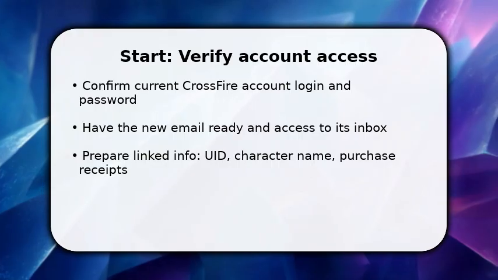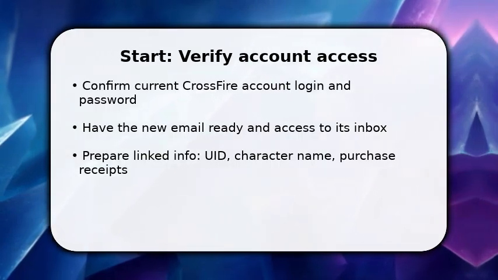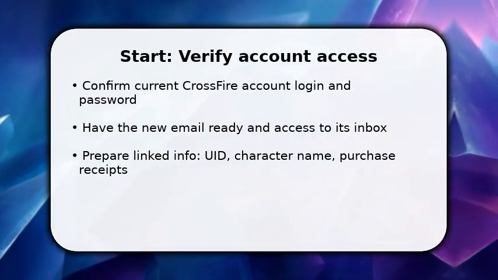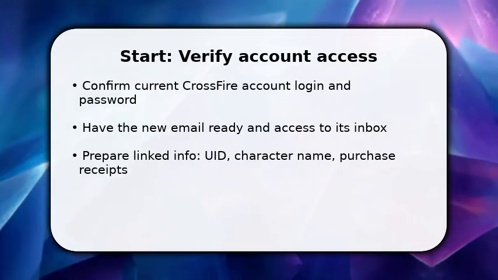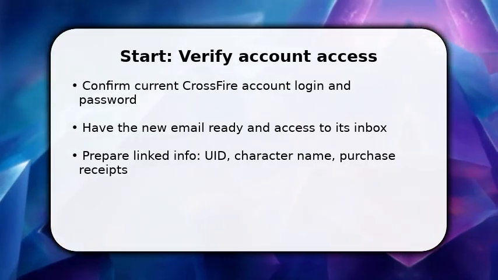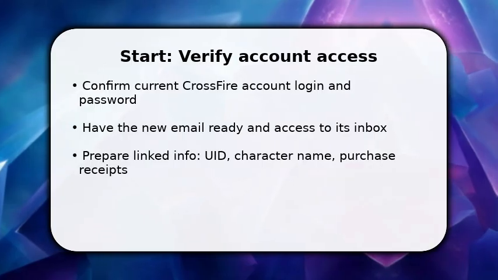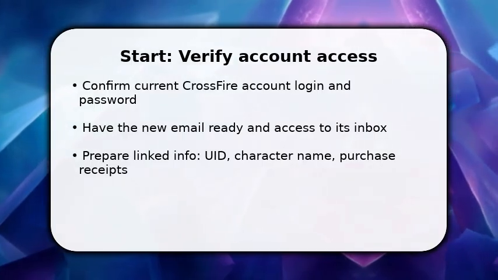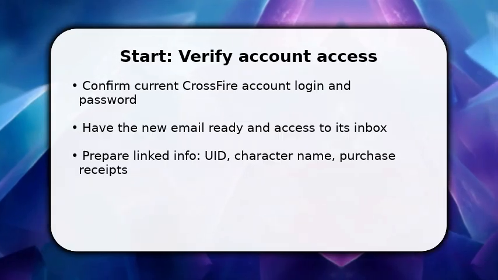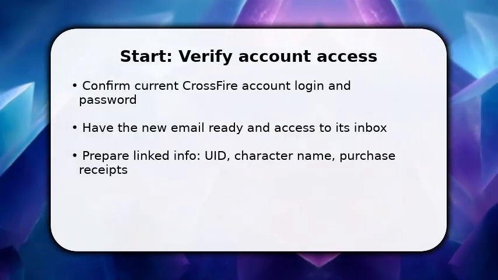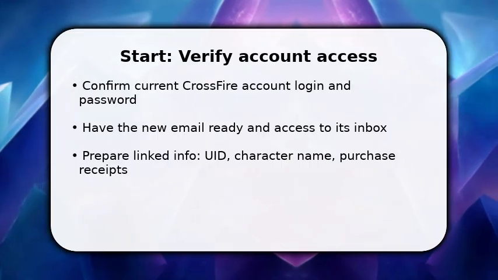You begin by confirming you can log into Crossfire with your current credentials. This prevents lockout mid-change. Once signed in, open Account Settings and locate the Contact or Security tab. Make sure you have the new email active and access to its inbox because you will receive verification links. If the account uses two-factor, have your authenticator or phone ready. These checks avoid delays and prove ownership.